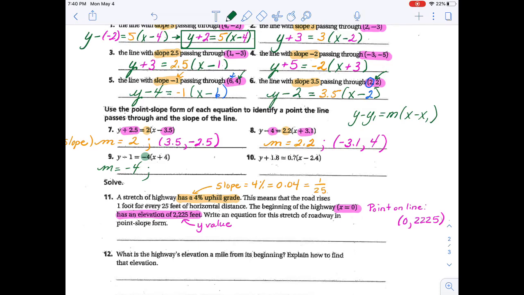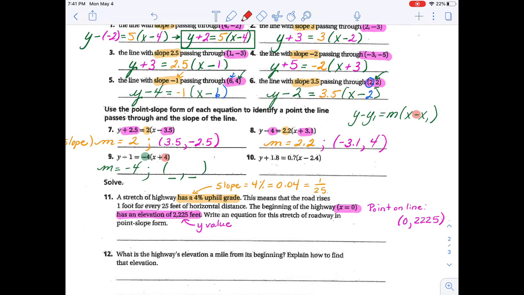Now, what about the point that's on my line? Well, let's see. I know ordered pairs are in the form x and y. Well, what is the x? The x is right here, except it's supposed to be minus x.